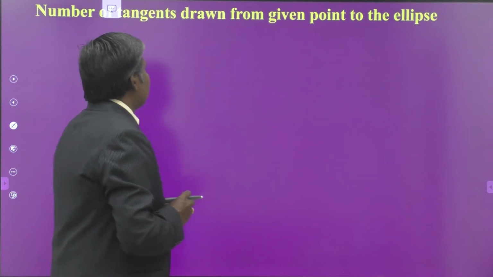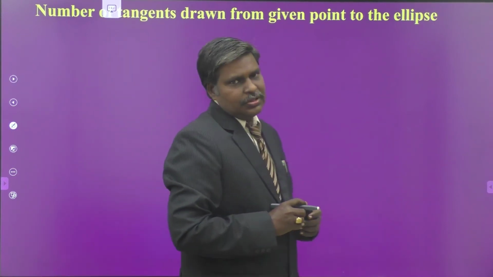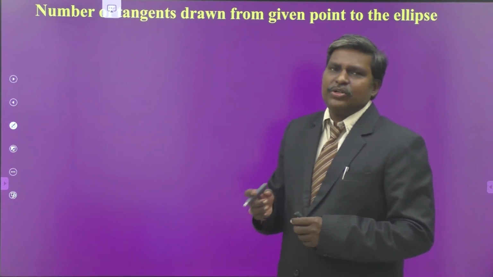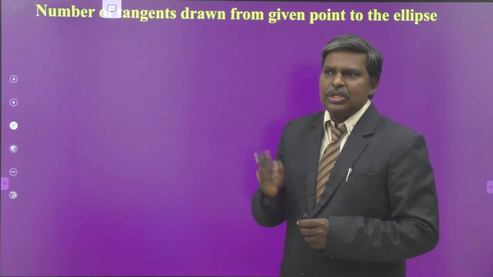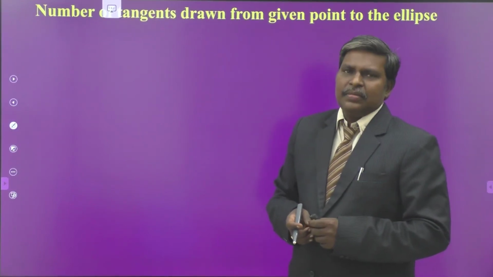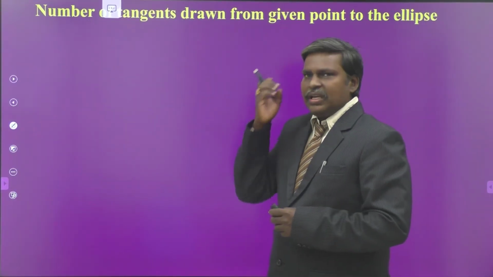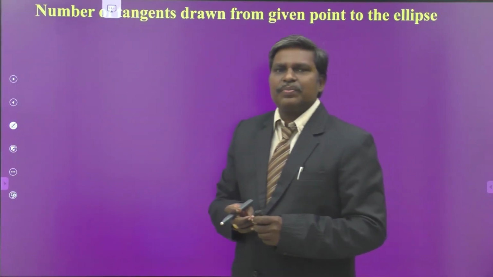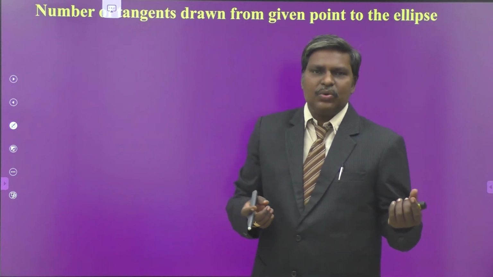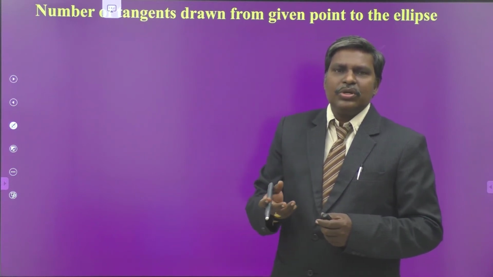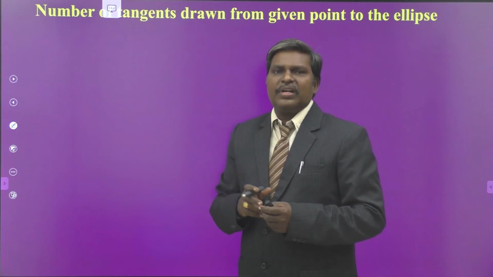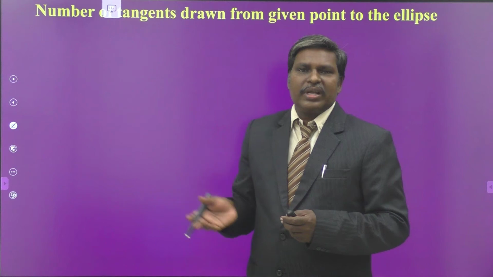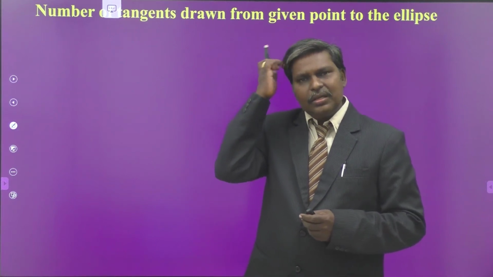Number of tangents drawn from given point to the ellipse. Your next concept is number of tangents drawn from given point to the ellipse. Some point is in the plane of the ellipse. How many tangents can we draw? This is also very easy for you. In the parabola session also we discussed the number of tangents drawn from given point to the parabola. If your point is outside, the number of tangents is 2. If your point is on the parabola, only one tangent can be drawn at that point. If your point is inside of the parabola, no tangents can be drawn through that point to the parabola.